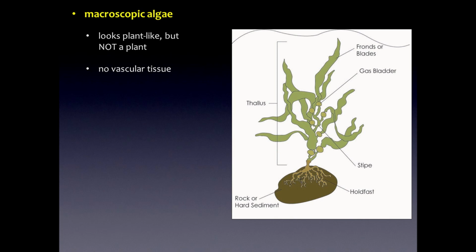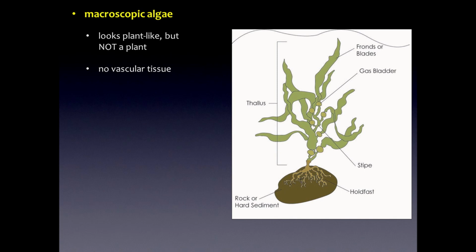So it's going to need a rock or some hard sediment, maybe a shipwreck or something, to anchor that macroscopic algae to. We also have the stipe. A stipe might be thought of as similar to a plant stalk. That provides a framework of support for the rest of the algae. We have fronds. Fronds are leaf-like or blade-like attachments. This is where we see photosynthesis occurring. This is where nutrients can be taken up.